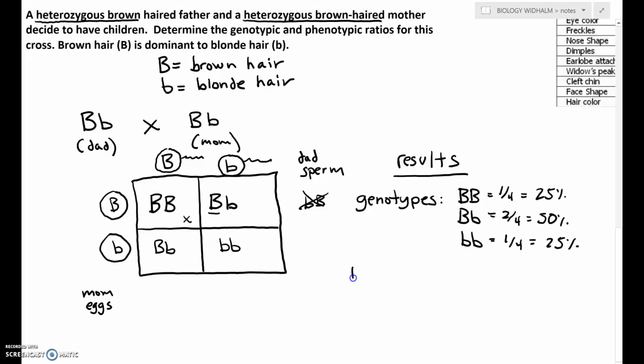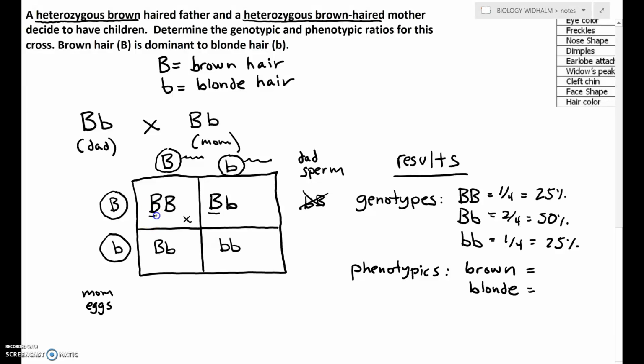And then we do the phenotypic ratios. The phenotypic ratios are brown. So there's two options here. You can have brown, and you can have blonde. So our results then, this is where it maybe gets a little bit trickier, but if you look at it over here in the Punnett square, now we want to see the phenotypes, which are what we observe.